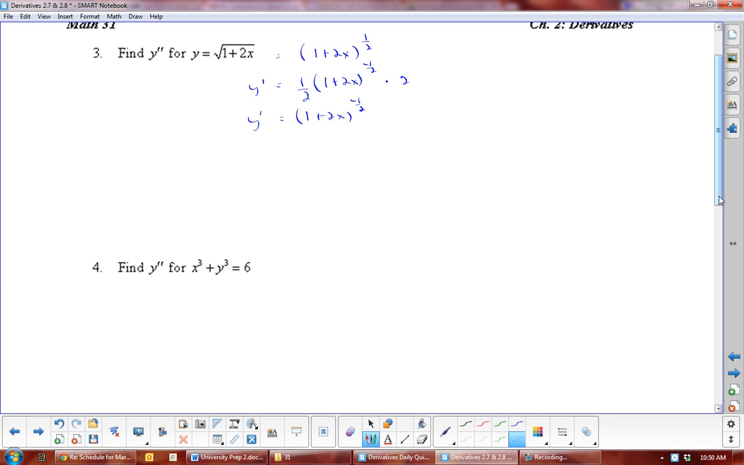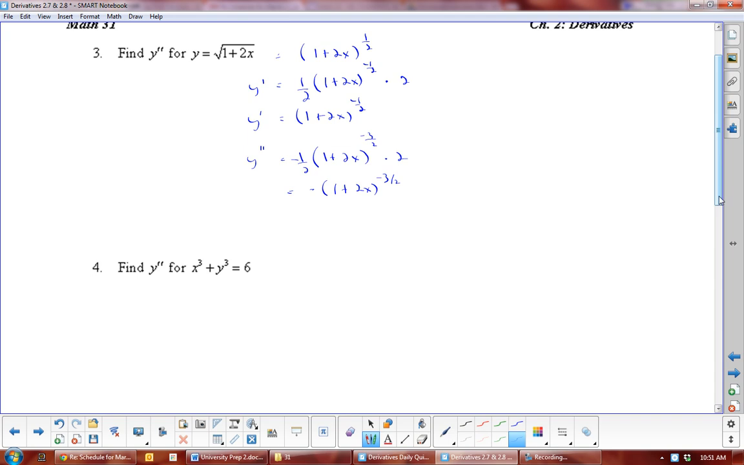How's that look? Okay? Now let's do a second derivative. The negative half is coming down. And then I will have 1 plus 2x to the exponent. I want a minus 2 over 2, 3 over 2, times 2, which equals negative 1 plus 2x to the negative 3 over 2.